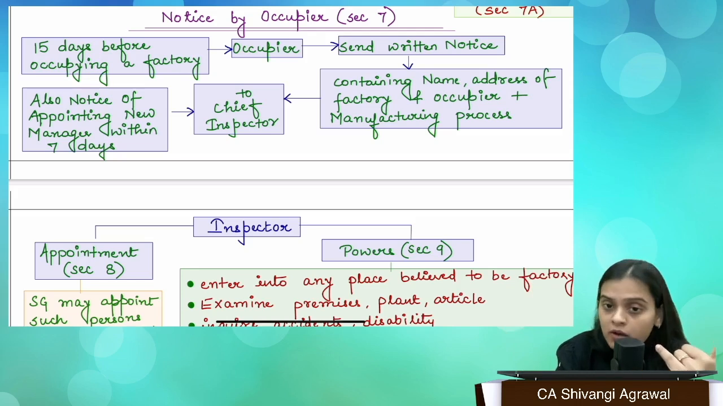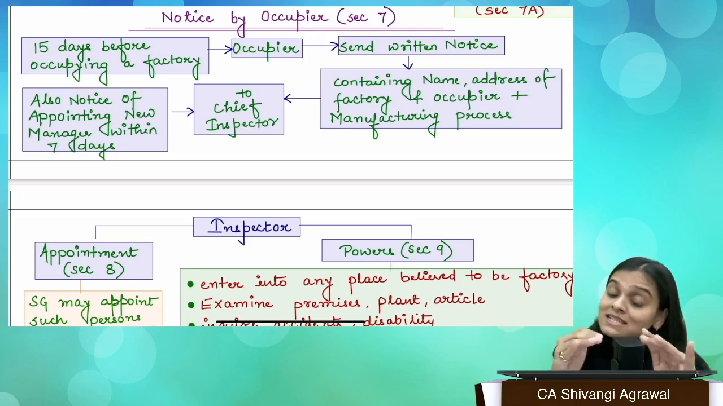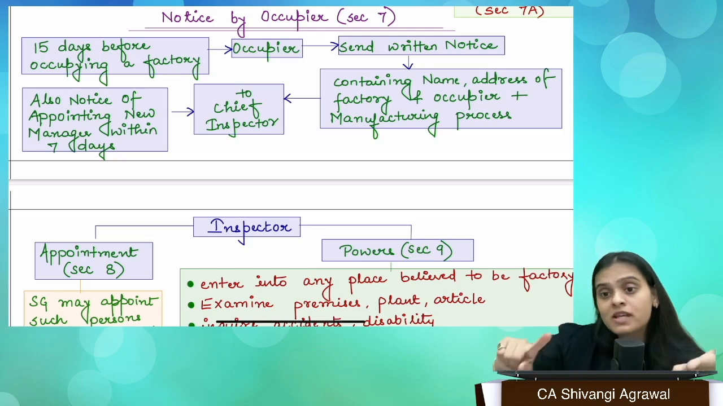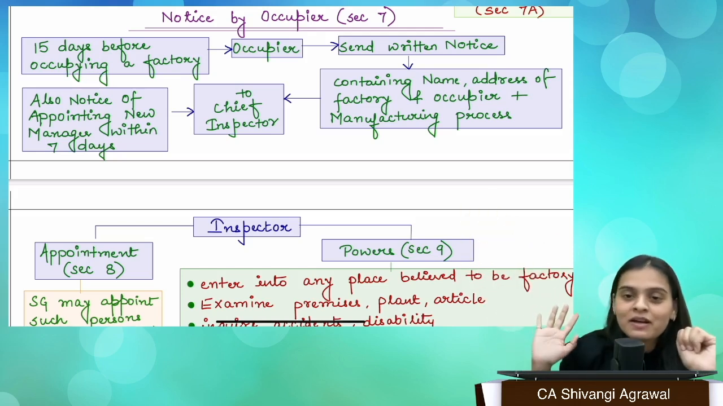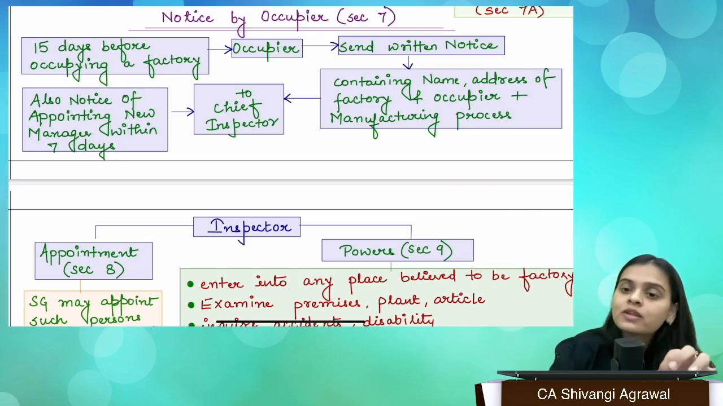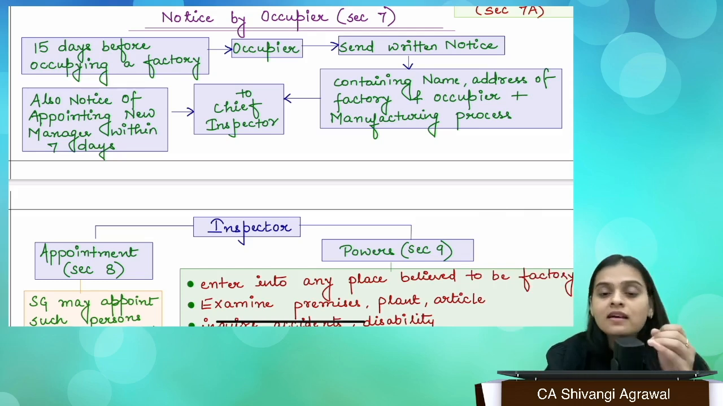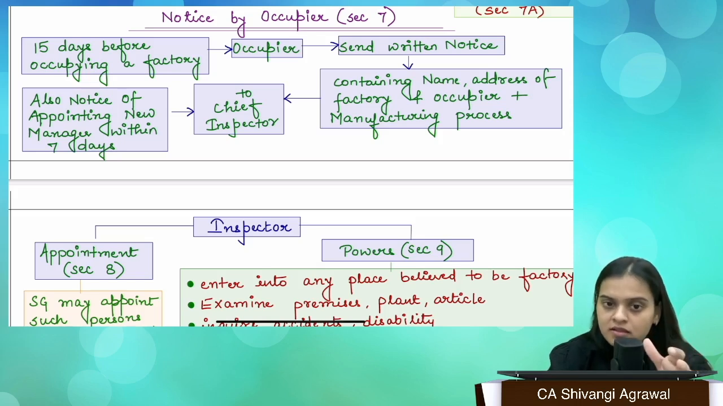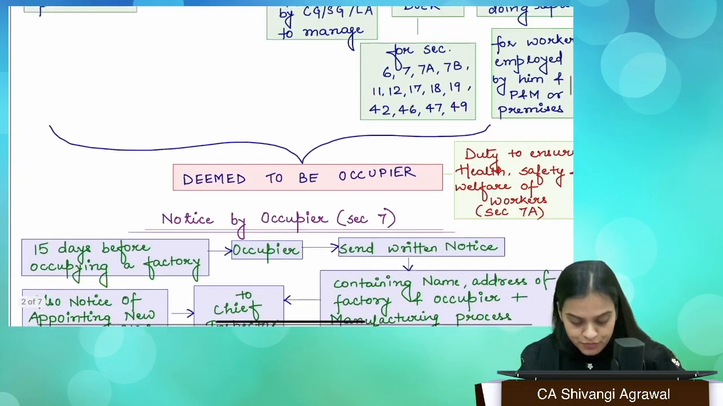Now when we come to adolescent, an adolescent is somebody who has completed his 15th year of age but has not completed his 18th year, right? So in between child and adult, there is an adolescent, and both adolescent and child are called young persons. Fine. So I hope this is clear. Before we proceed, we needed to know this.